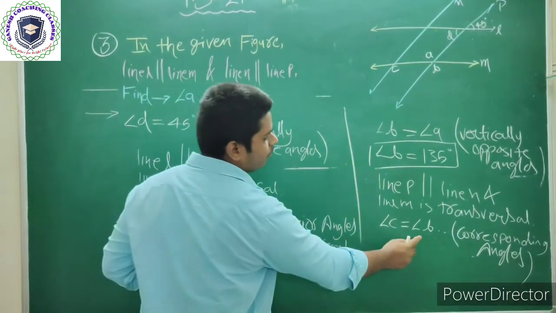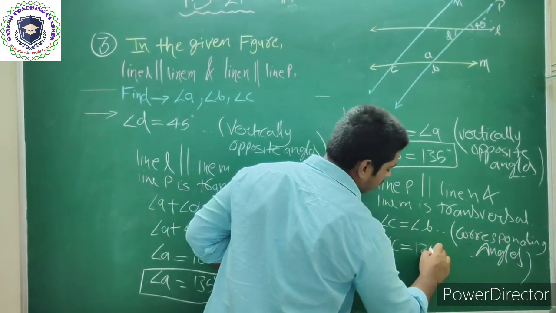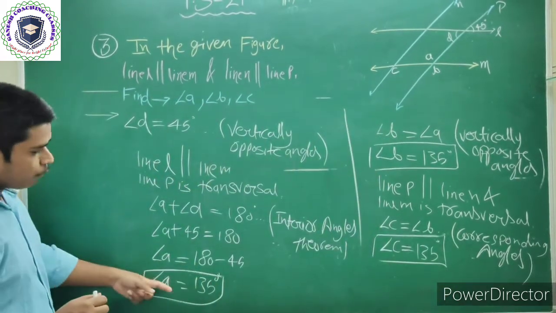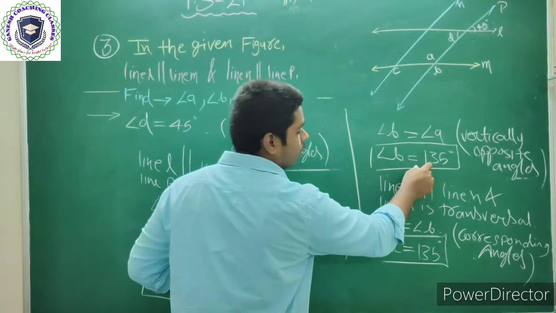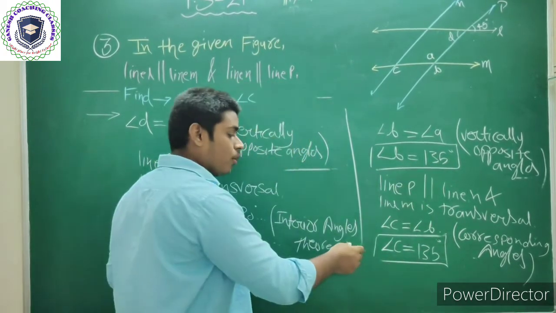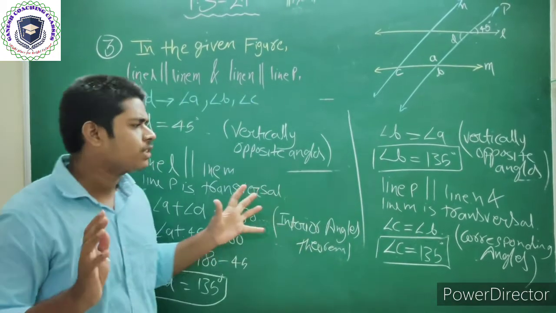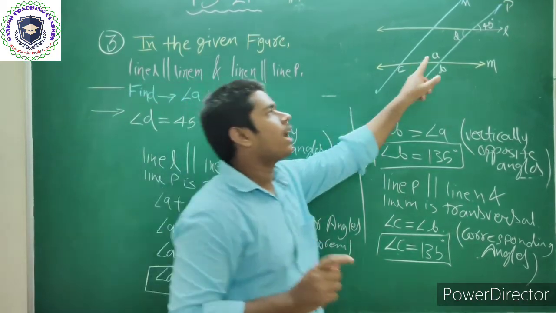Okay, so we found the value of B, that is how much it is, 135. So angle C is equal to 135 degree. So we found the value of A, that is 135 degree, and value of B, that is 135 degree, and again value of C, that is how much it is, 135 degree. By which angle did we find the values of A, B, C? That is angle T.